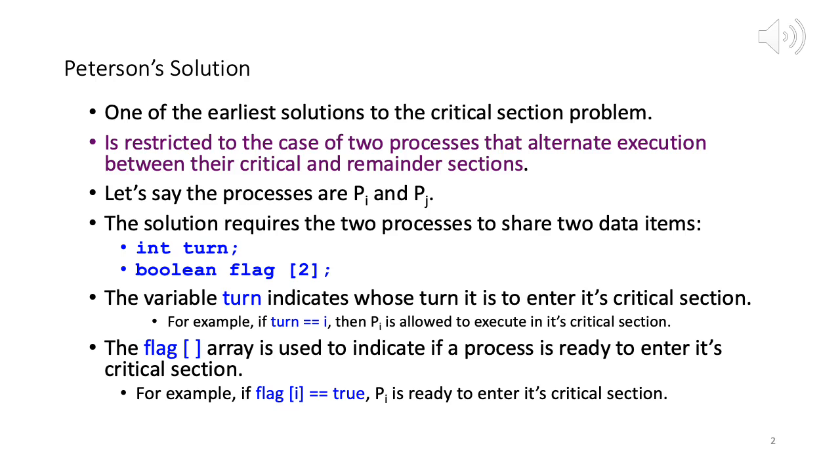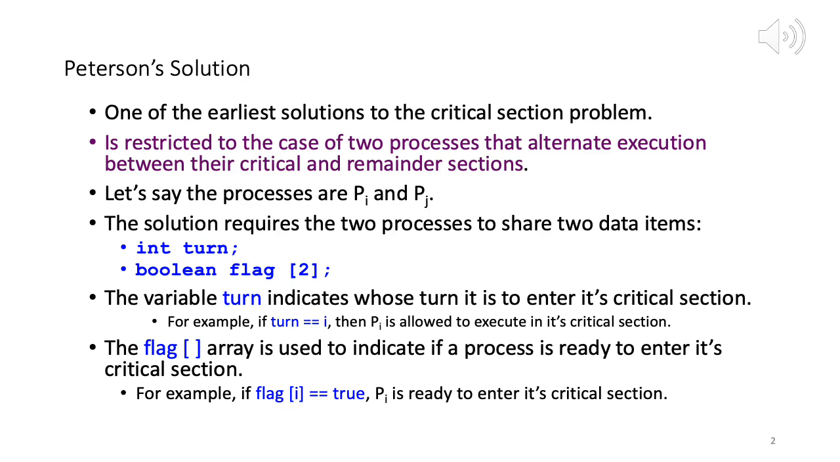Now, this is a software-based solution, and it requires that 2 processes share the following data items. The 2 data items that Pi and Pj will share are an integer called turn, and an array of size 2 of data type boolean. Boolean means how many values are permitted? 2, it's binary: 0, 1, true, false. So the 2 shared data items are int turn and boolean flag[2].